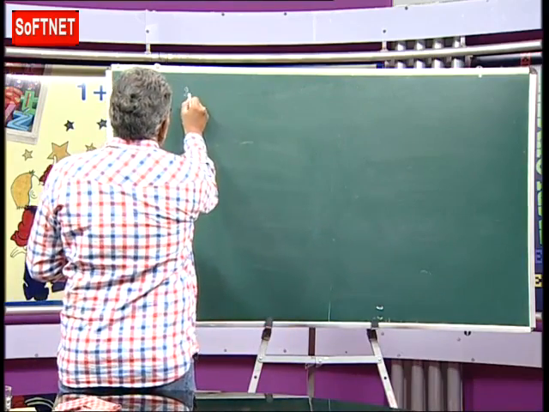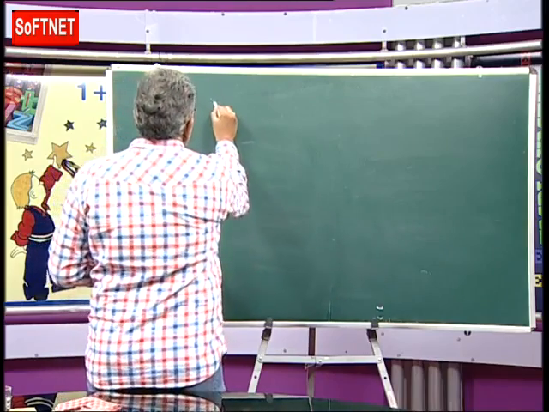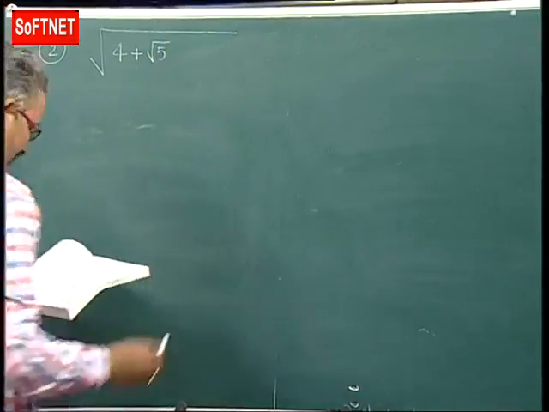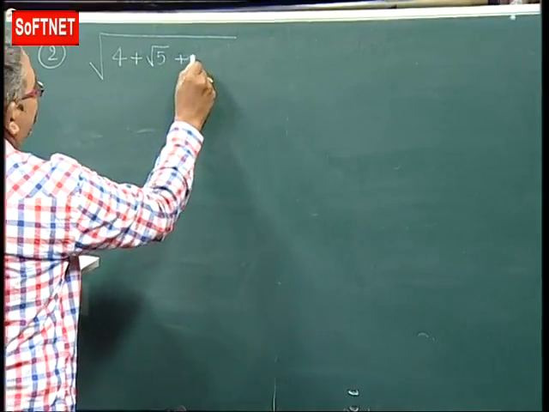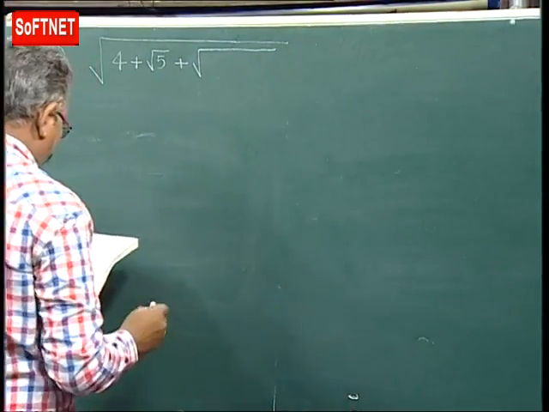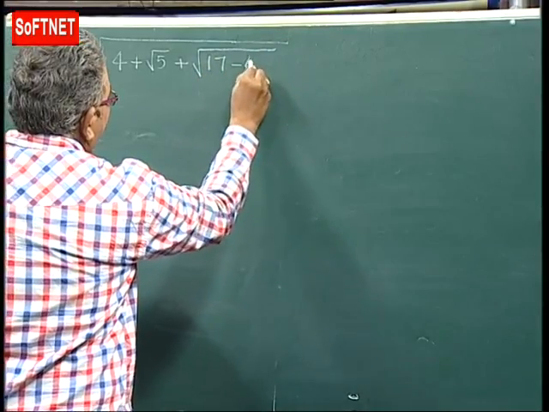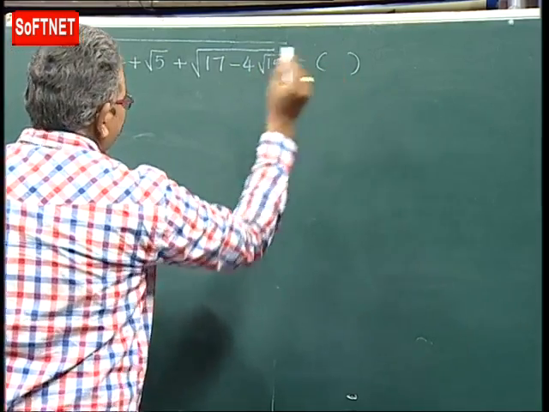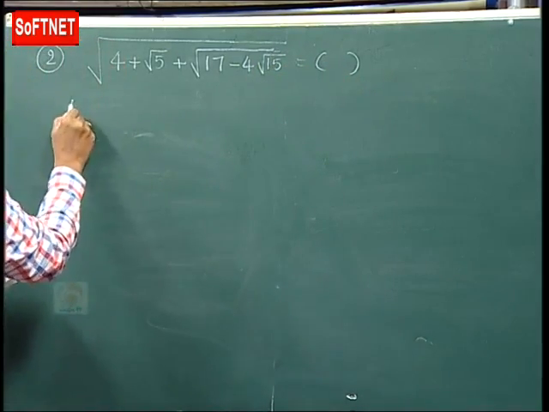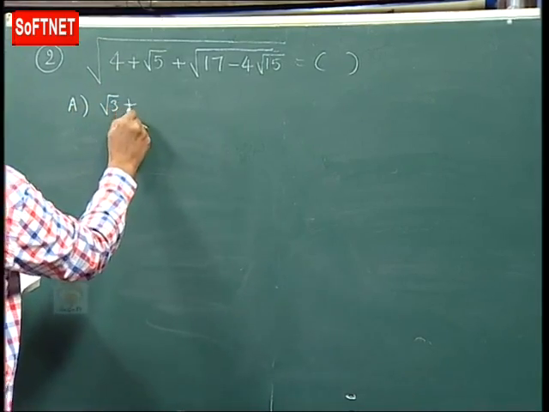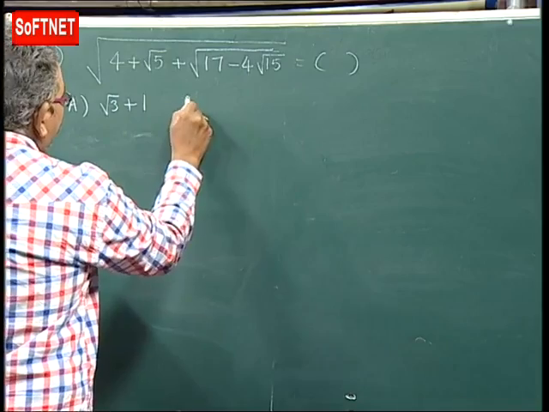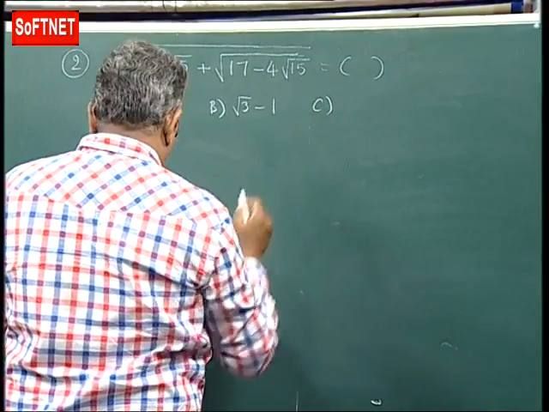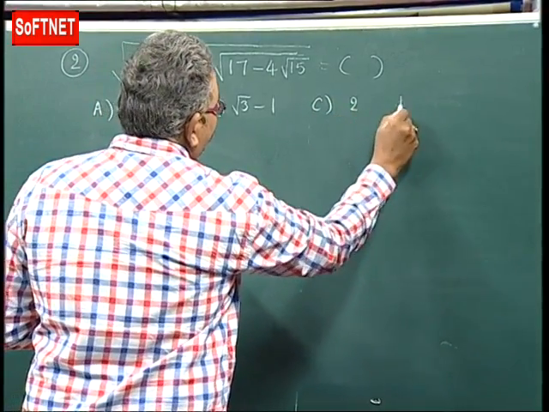Now, second problem: root of 4 plus root 5, plus root of 17 minus 4 root 15, equals to: A) root 3 plus 1, B) root 3 minus 1, C) 2, D) 2 root 3.